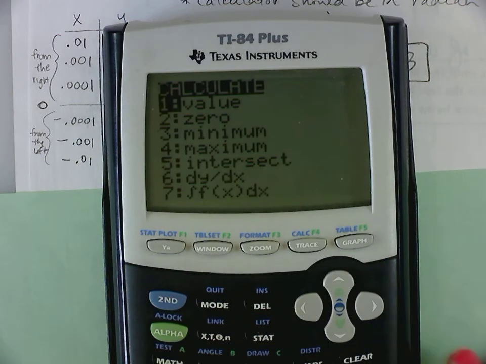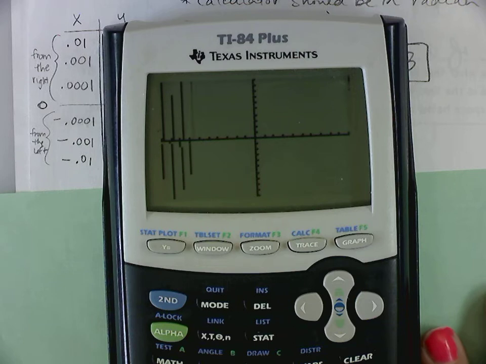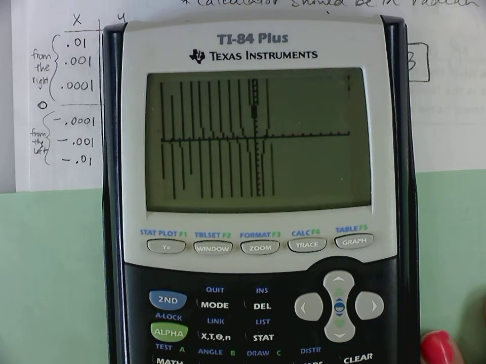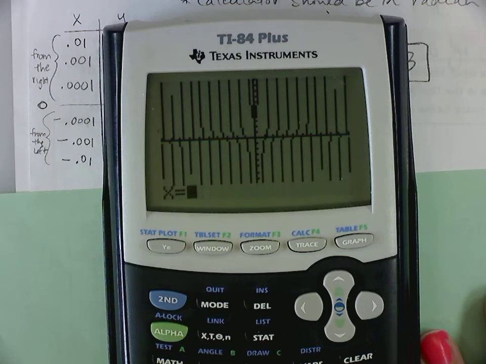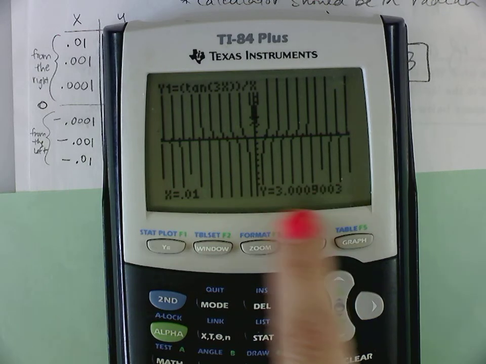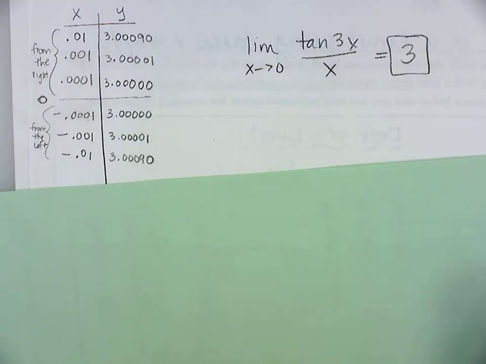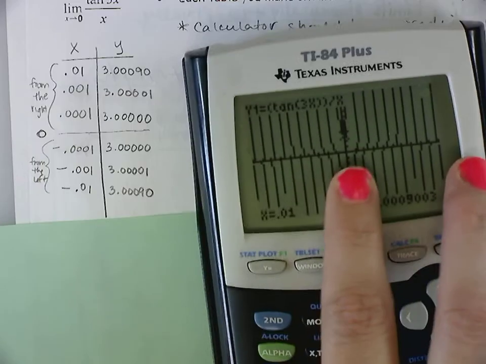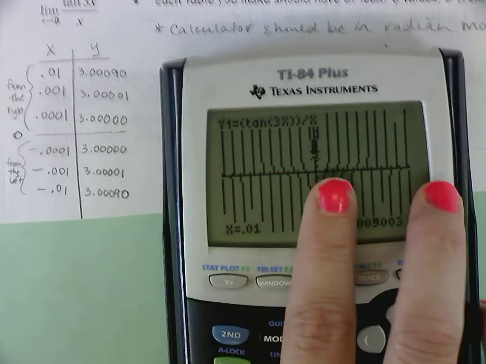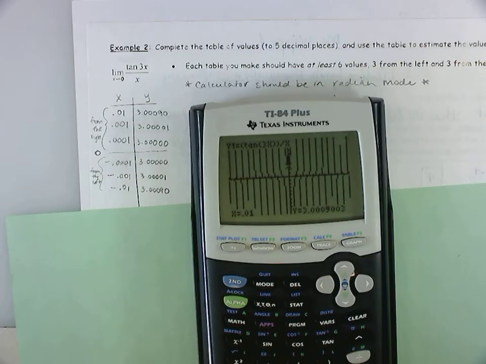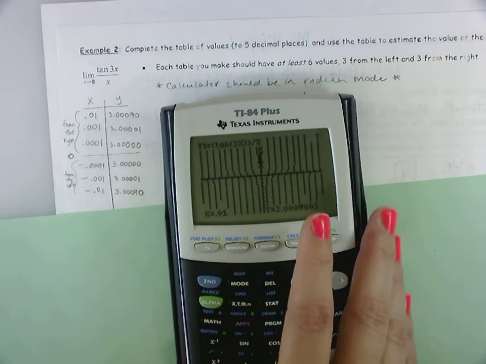Okay, and then again, you can choose how you're finding this. If you want to use your graph, you can absolutely use your graph. If you want to use your table, you can use your table. We have our good old tangent graph here. If I wanted to figure out what happened at 0.01, I'd have those right there. And it says that we are going to round our y values to 5 decimal places. I did write a little note that my calculator had to be in radian mode.